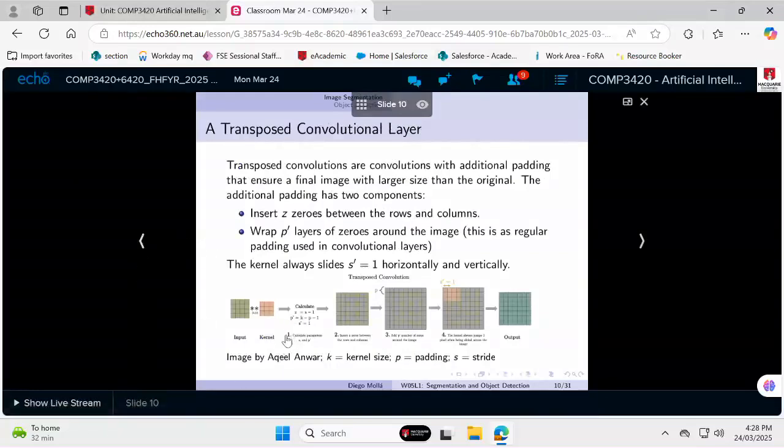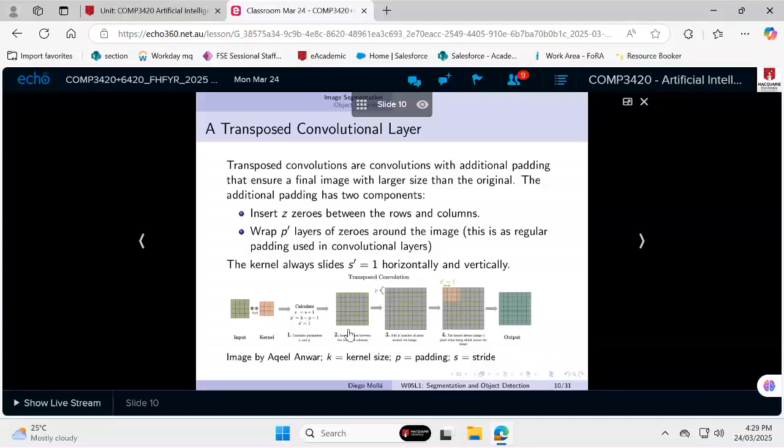Z and P bar, right? Insert Z zeros between. Step 2. On the first here, it was Z. So insert Z zeros between rows and columns. I don't know if you can see the colors well in the image. It's not very clear, but it is green and gray.